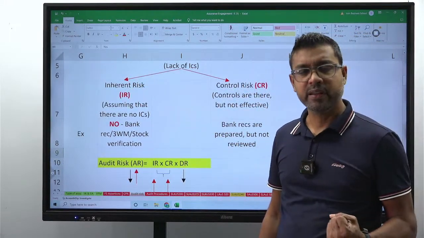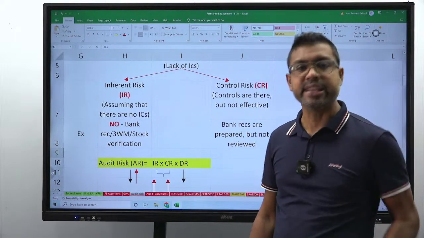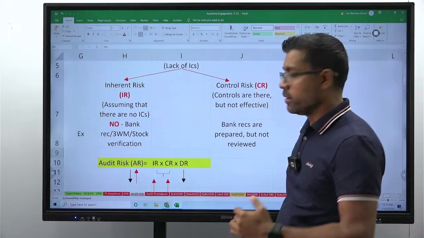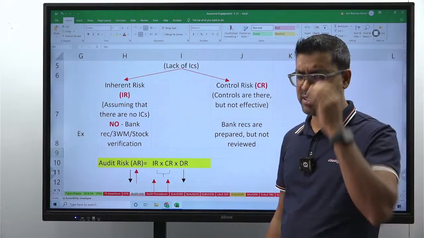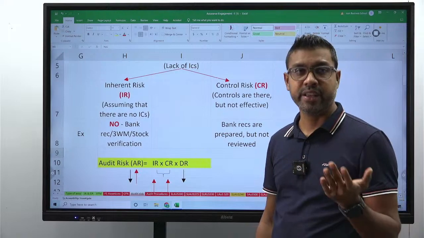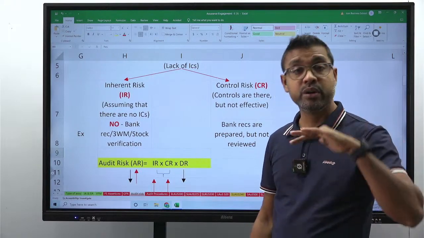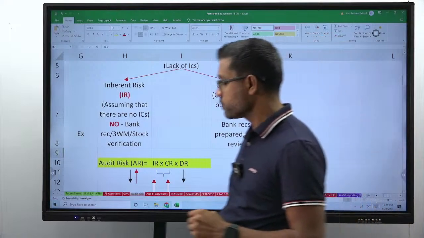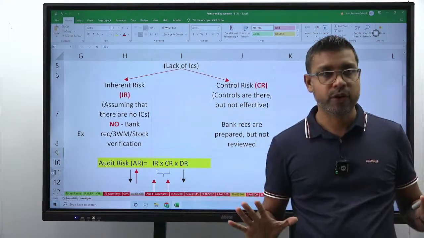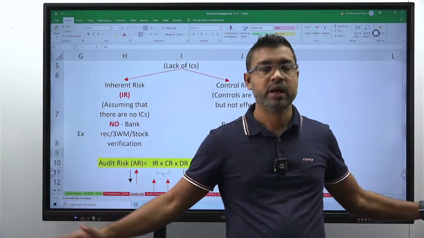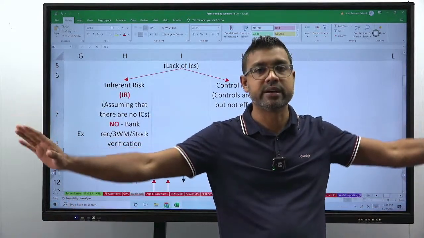Inherent risk means inherently embedded risk. How do you explain this? The examiner will never ask you to write the definition of inherent risk, but that understanding is really important. How do you understand this? Risk of not having internal control. That's a simple definition for me. Risk of not having controls, inherent risk.